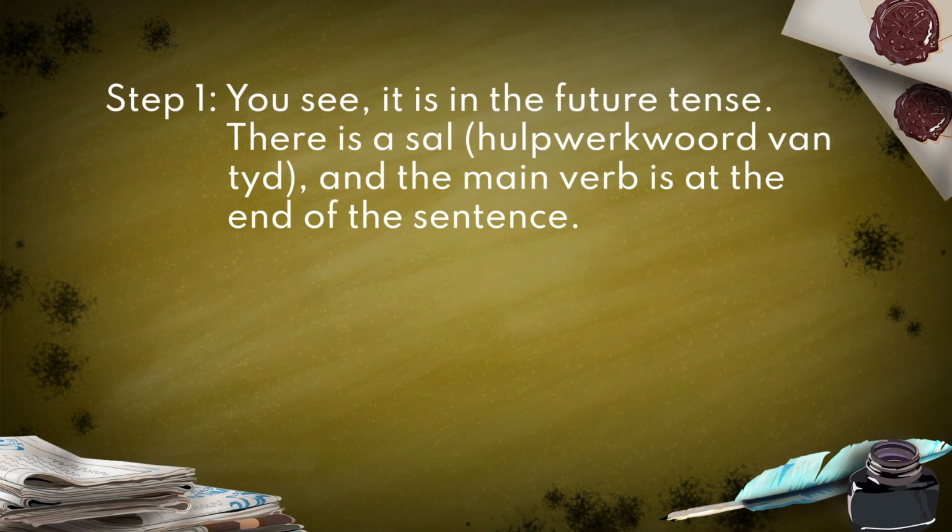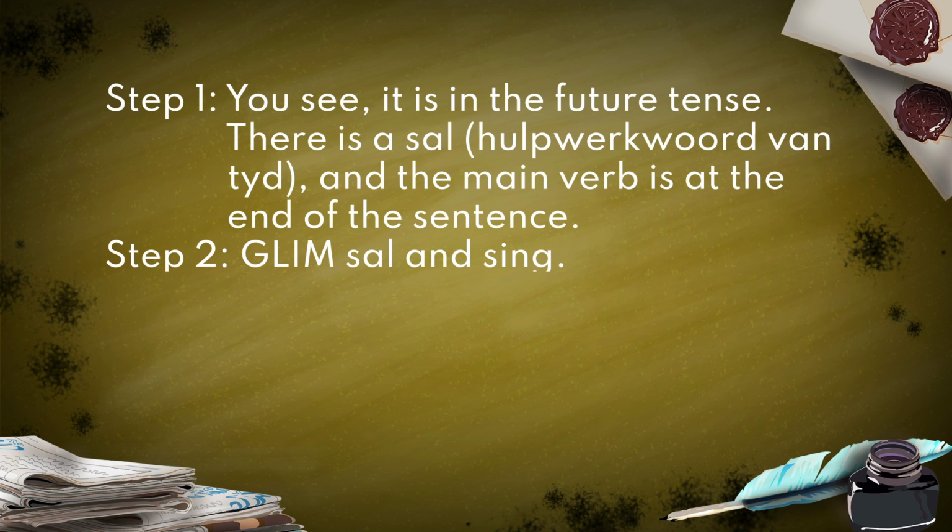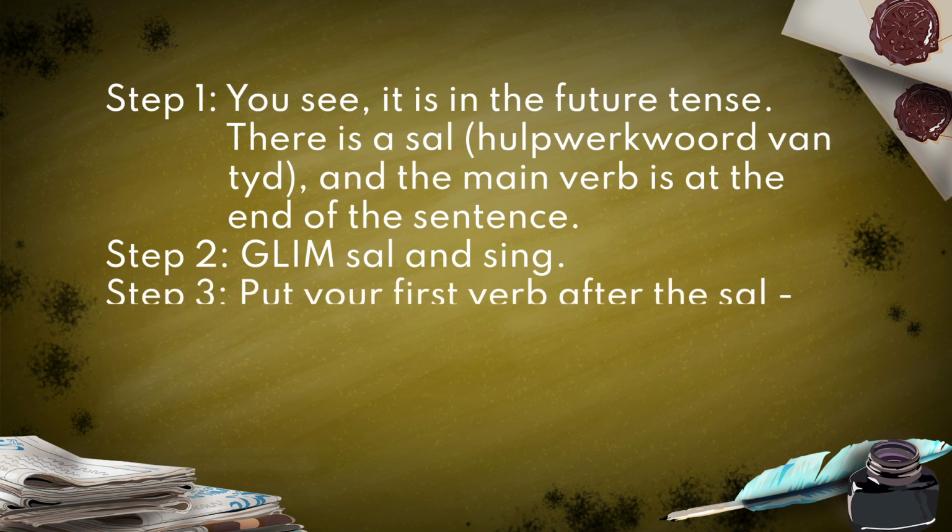These steps will apply to the future tense. Ek sal die liedjie sing. Step 1. You see it's in the future tense. This is a sal, jou hulpwerkwoord van tyd. And the main verb is at the end of the sentence. Step 2. Glim sal and sing, your verbs. Step 3. Put your first verb after the sal.